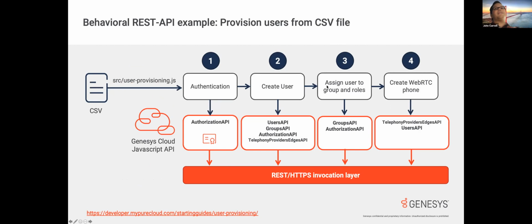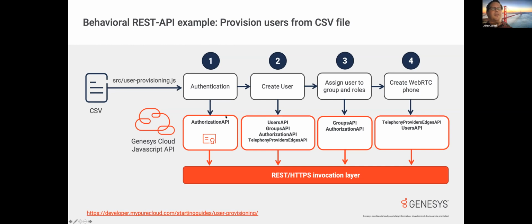Okay, so an example of what I like to pull out with a behavioral REST API integration is something simple, right? You have a particular workflow. It might be going on behind the scenes. For instance, you might want to provision some users coming from a CSV file that's been dumped into a directory or coming off of a queue. And you're going to use our API to carry out a series of steps that are very fine-grained, very short in nature. You'll authenticate, you'll create a user, you'll assign users to that group and roles, maybe create a WebRTC phone for them. This is a fairly common use case.